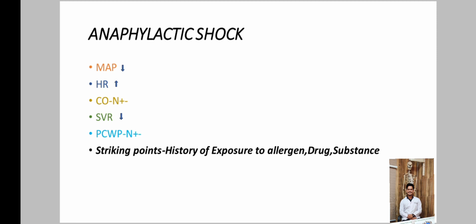So when vasodilatation occurs due to all these mediators, the systemic vascular resistance is decreased, and all the parameters go the same as with other types of shock. So you have to look for the history of exposure to an allergen, drug or substance in the question itself. And what's the treatment for anaphylactic shock? Please let me know in the comment section.